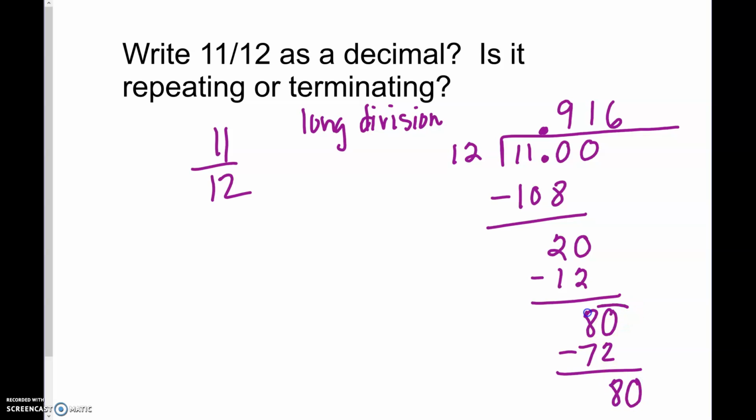But look, I have an 80 right here and an 80 right here. So is this pattern just going to keep repeating? What I'm going to do is put my repeating bar above the 6. So 0.916. The 6 is repeating, so the next digit is a 6 and then a 6 and a 6. The 9 and the 1 do not repeat.